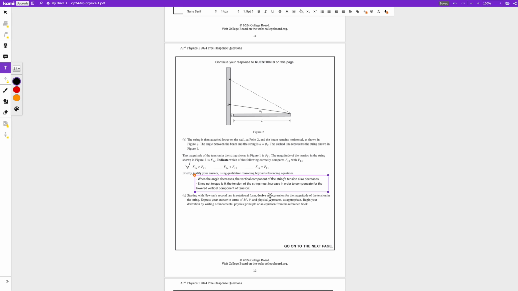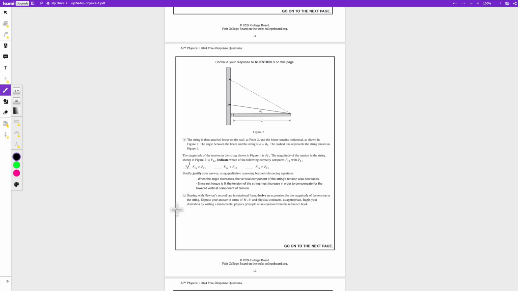So derive an expression for the magnitude of tension, and we have to start by using a fundamental physics principle. So we have Newton's second law in rotational form. So what is Newton's second law? F equals ma. But in rotation, what is that? That's going to be net tau, your torque, is equal to your moment of inertia times your angular acceleration.